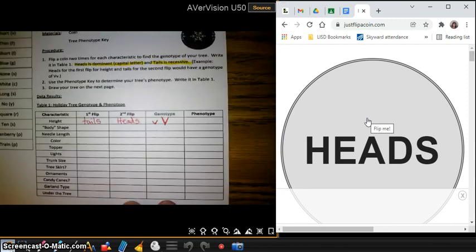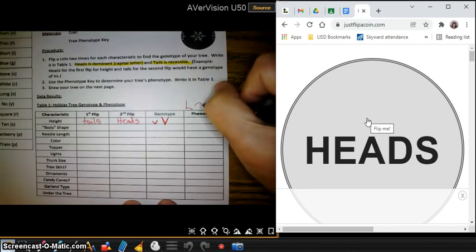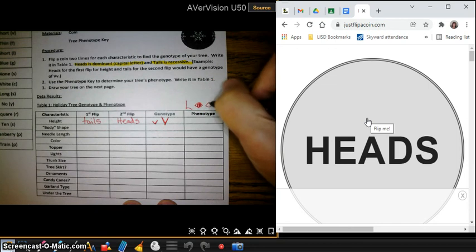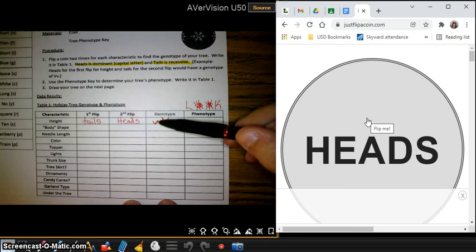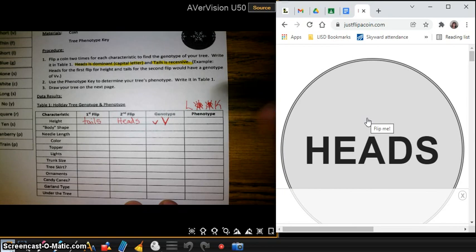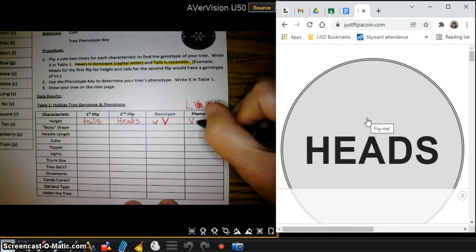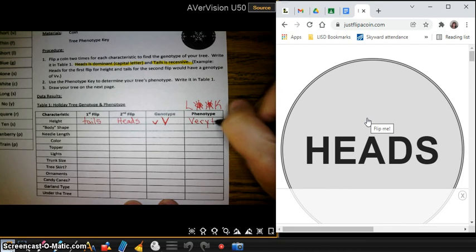Now, the phenotype is what does it actually look like? All right. When we look at the tree and it has a genotype of dominant V for very tall and a recessive trait for short, the dominant trait is going to win out and the actual tree is going to appear physically very tall. Okay, so that's the phenotype. What does it look like?